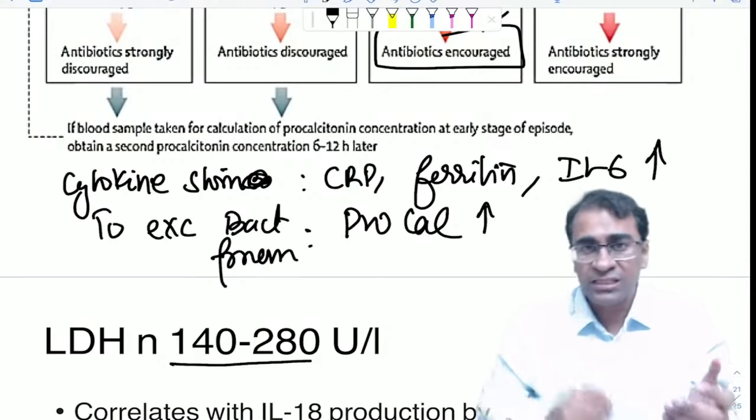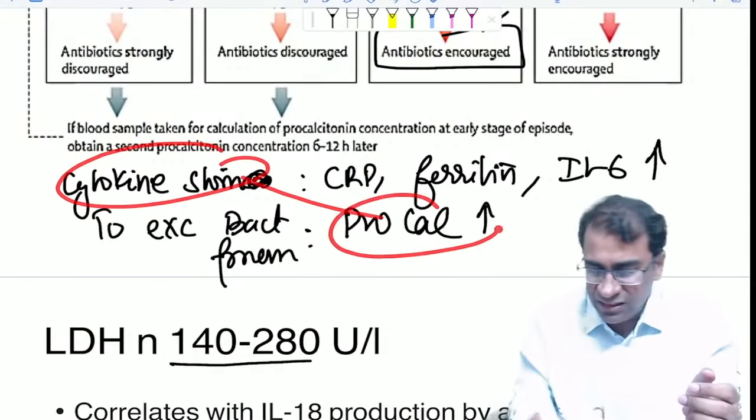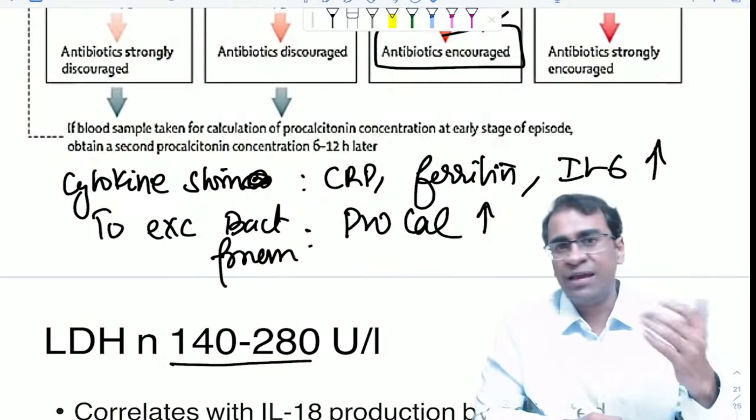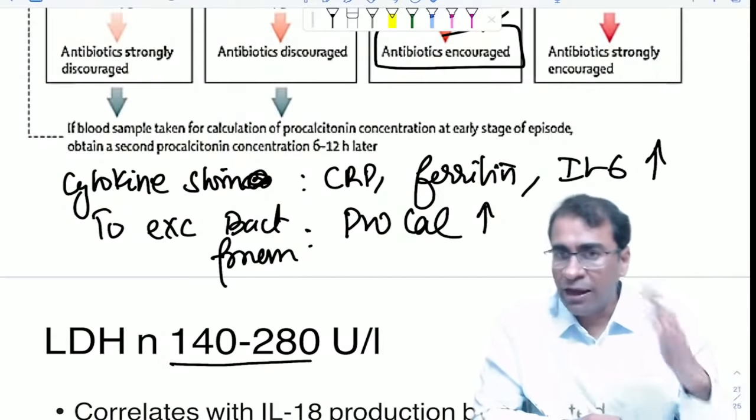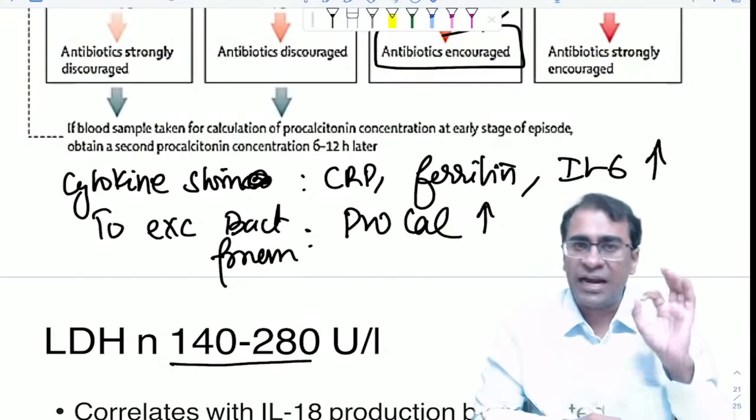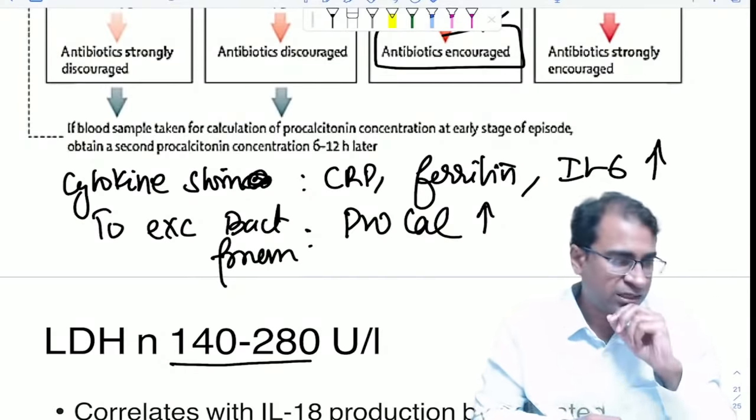Now, if you say, sir, will a patient having this have an increase in this? It can be. But the value of procal will not be so high, as it may increase to more than 2. A value of more than 2 often points towards bacterial sepsis rather than towards cytokine storm. So is it clear? Is it clear?